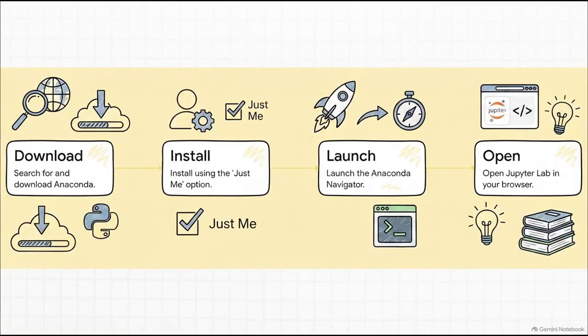Okay, so our essential workspace for this journey is JupyterLab. Setting it up is actually really straightforward. First, you're going to want to search for and download the Anaconda distribution. Just run the installer and make sure to select the Just Me option. Once that's all done, launch the Anaconda Navigator, and from there you just open JupyterLab. It'll launch directly in your web browser, giving you this awesome integrated environment where you can write, execute, and document your Python code all in one single place.